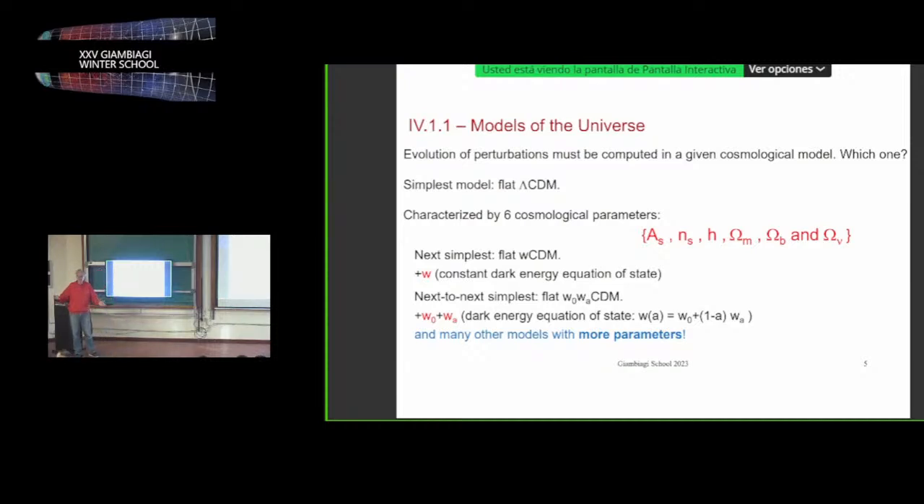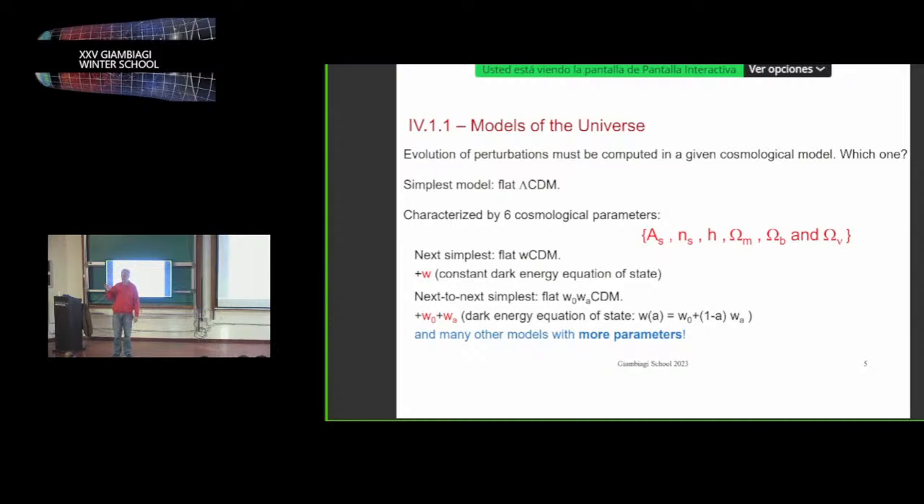It's a Taylor expansion. It's a way of seeing if the equation of state changes. It's a way of seeing whether or not dark energy is a cosmological constant. And this is the way to do it, okay? So this is what we are doing. It's a very phenomenological approach. You can do other things.